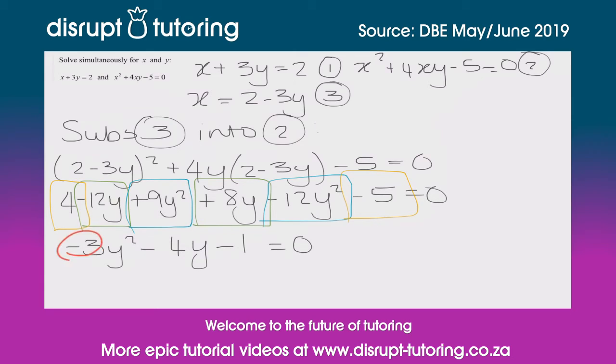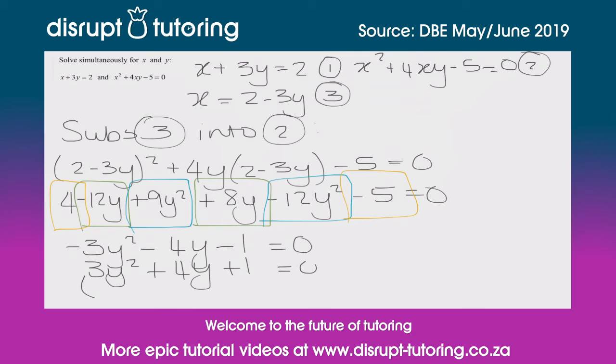What I don't like is this negative in front of my coefficient of the y squared. So what I'm going to do is multiply out using a negative 1, and that's going to be plus 4y plus 1. So all I did there was change the signs.